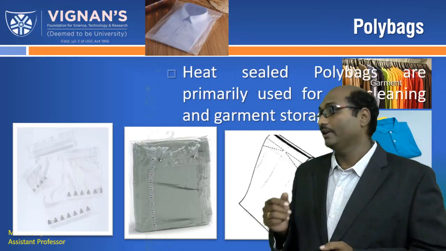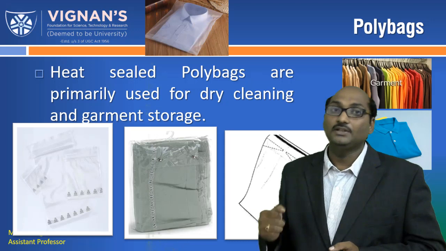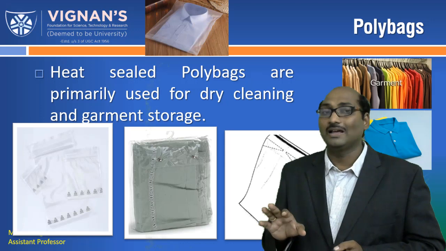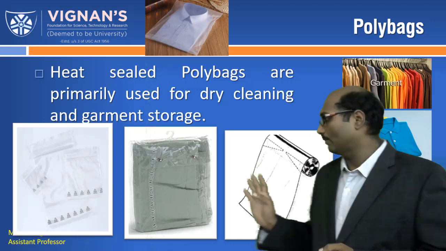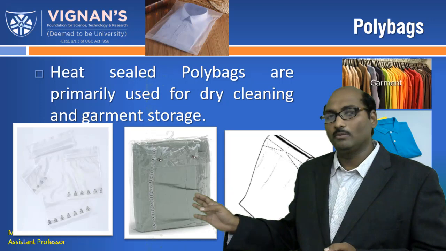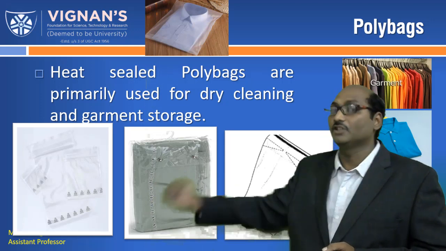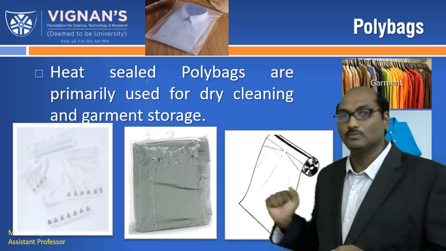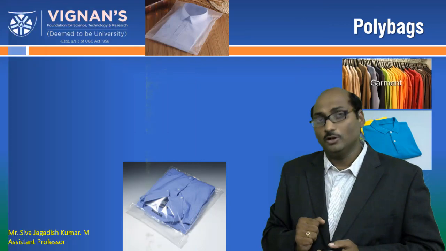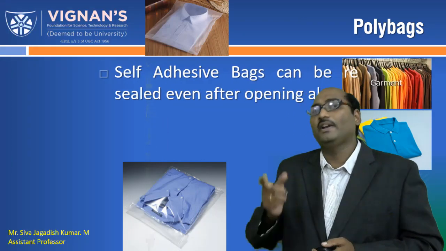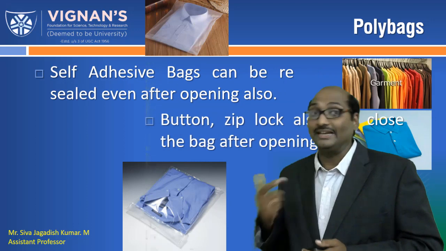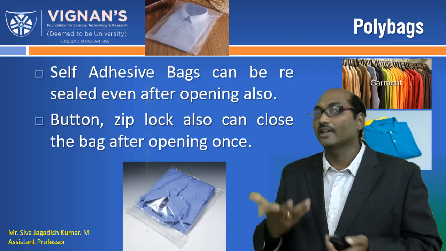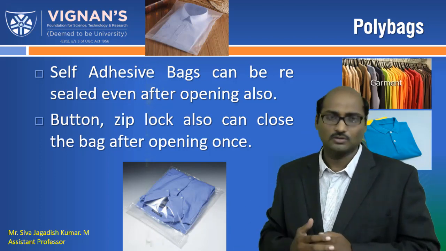So the polybags can be heat sealed polybags, and these are primarily used for dry cleaning and garment storage only. The heat sealed polybags are very rarely used otherwise. Some of these figures are resealable polybags with hanger and then the heat sealed polybags. Understood? The heat sealed polybags are the ones next to it. The self-adhesive bags can be resealed even after opening. Either a button or a ziplock can be used, or sometimes self-adhesive tapes can also be used.